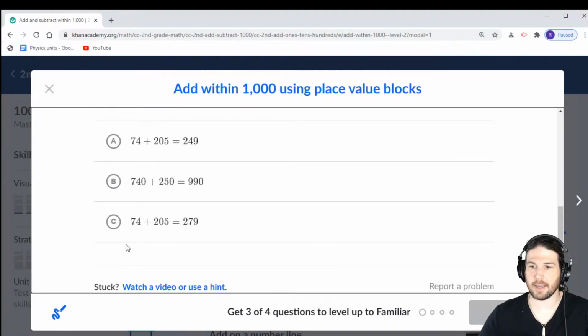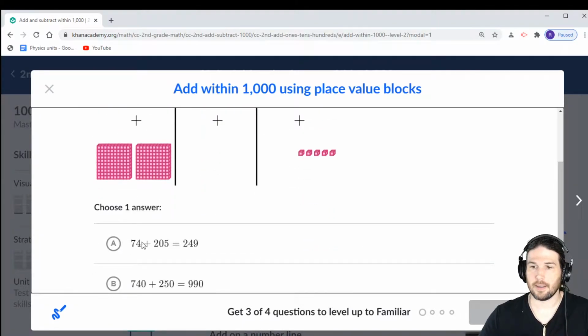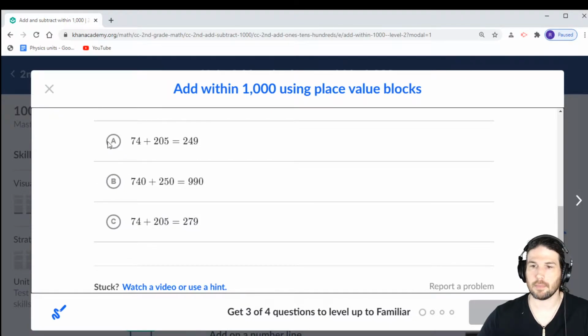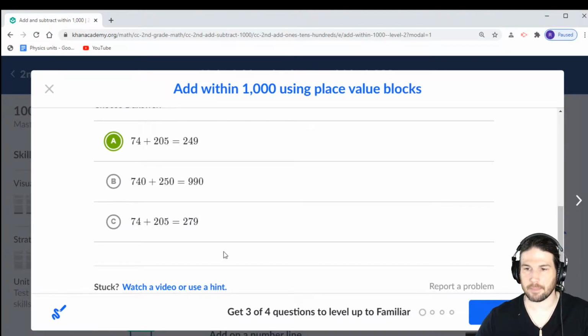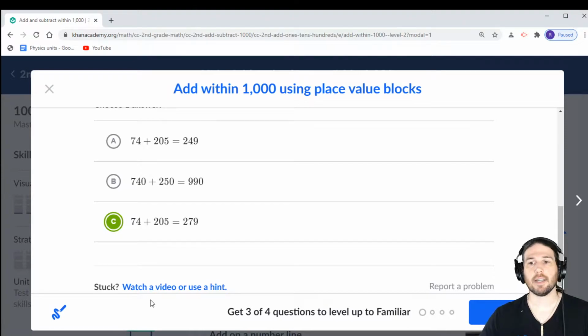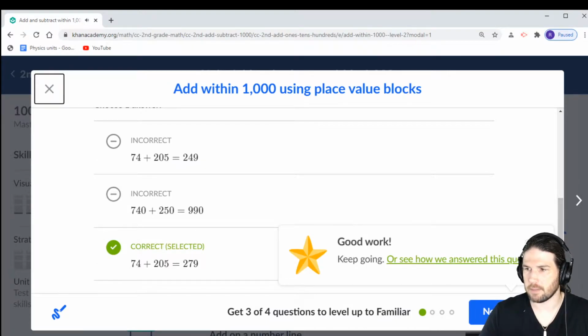So this is saying 205, 1, 2, 3, 4, 5, plus 74. So that's this one right here. Except that that's not right, because 74 plus 205 isn't 249. No, it's not. It's 279. So even though these two answers look very, very similar, C is correct, A is wrong. Moving on.